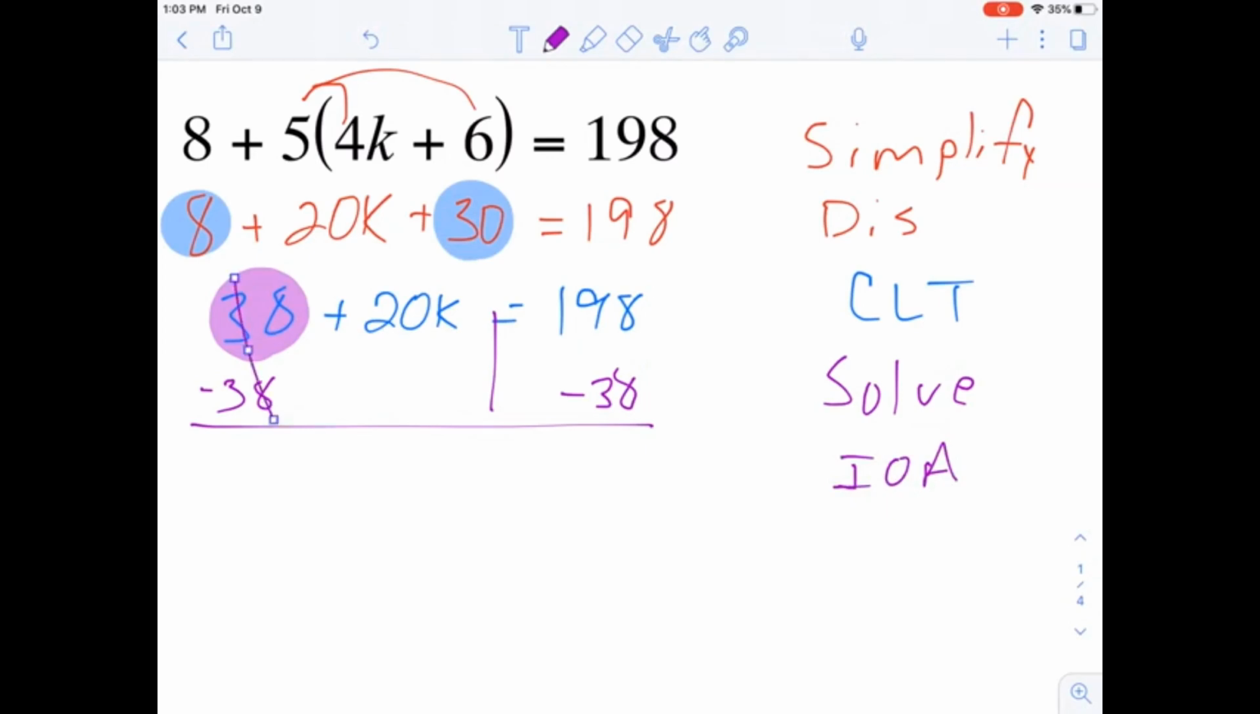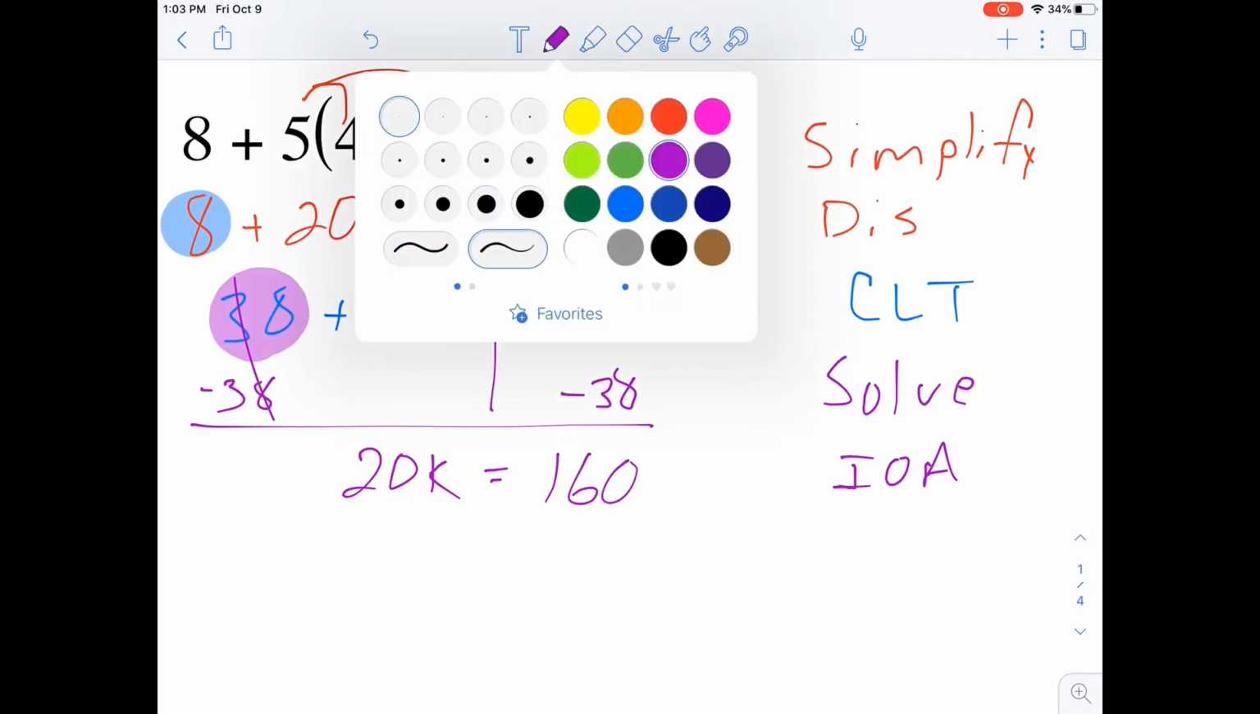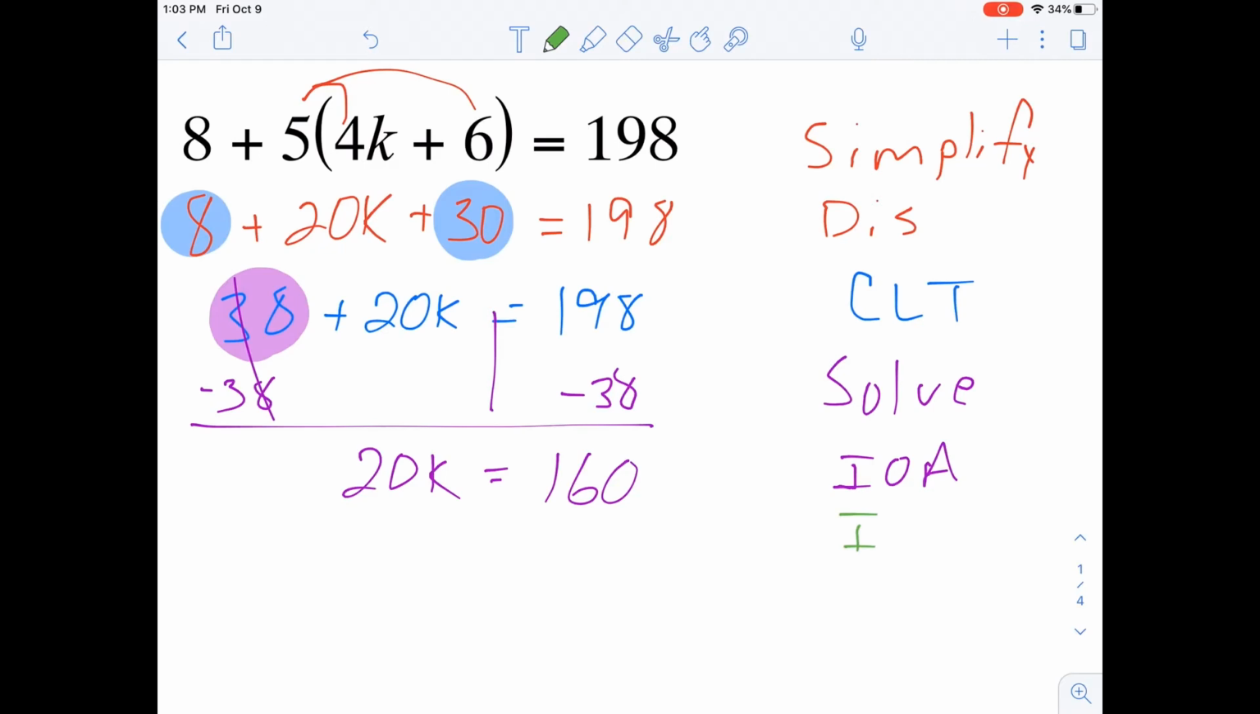These cancel out. 20k drops down. I don't need to bring the plus sign because I already know that 20 is positive. And then 198 minus 38 is 160. Now I want to get rid of the 20. So in order to do that, I'm going to do the inverse of multiplication. And I'm going to divide both sides by 20. 20's cancel. K drops down. Equal sign drops down. 160 divided by 20 is 80. I would only enter the number 80 into Canvas.